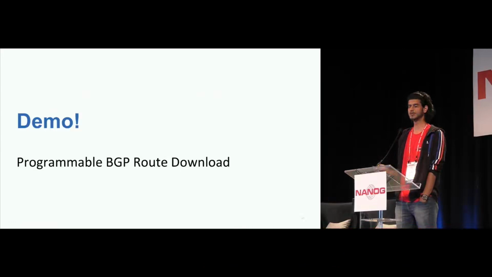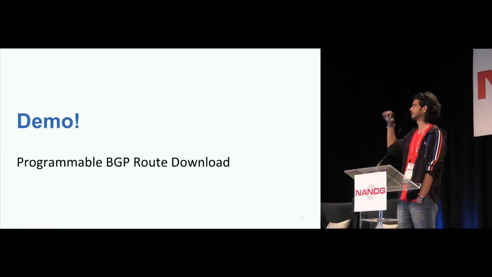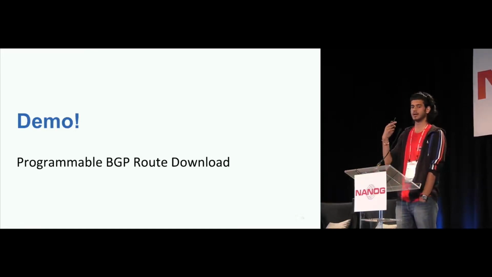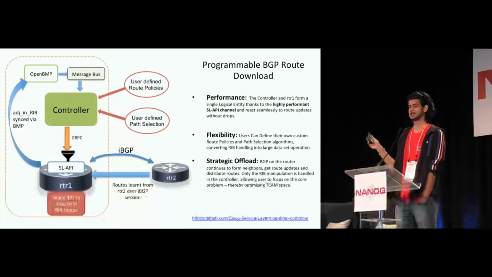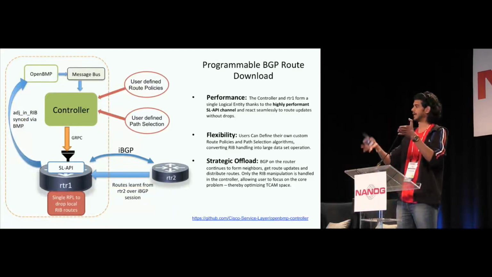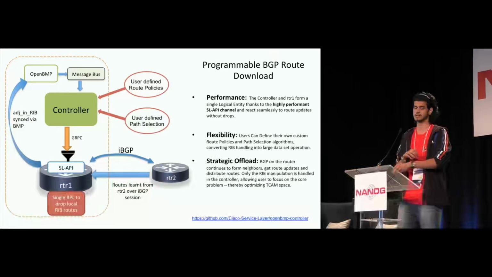So programmable BGP route download. This is a use case that is again inspired from the CDN use case I spoke about earlier. Some of you, if you were at the Beer and Gear yesterday, you would have seen this demo already. So yes, it does work. And I'd like to be able to address exactly what are the benefits that you're getting because of that API existing at the network infrastructure layer for you to be able to solve these use cases.